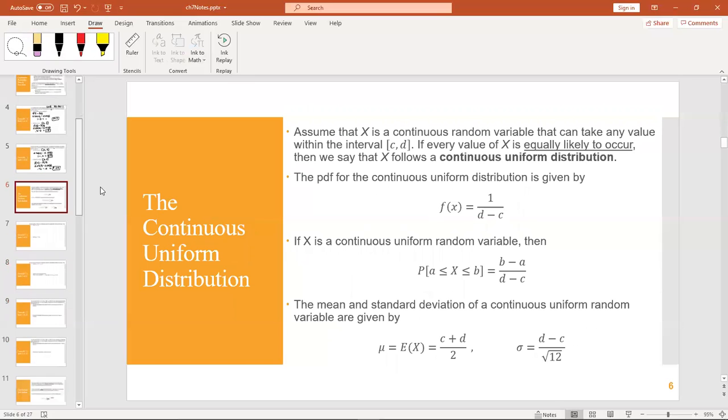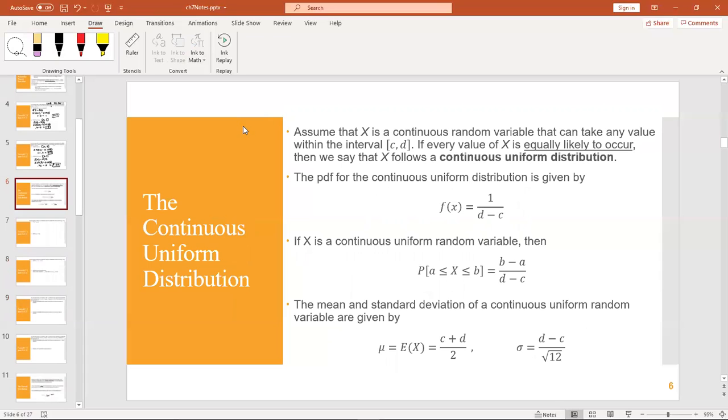So the continuous uniform distribution. X is a continuous random variable. It can take any value between C and D. Every value of X is equally likely to occur, and so that's called a continuous distribution. So the PDF for a continuous distribution is given by 1 over D minus C. And so if it's continuous, you can find a probability. If you're doing the range from A to B, you're going to do B minus A, and then divide that by the length of the entire interval, which was D minus C.